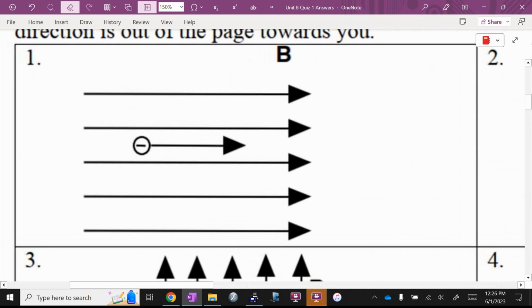Why is number one a trick question? They're parallel, no force. So number one, no force at all.